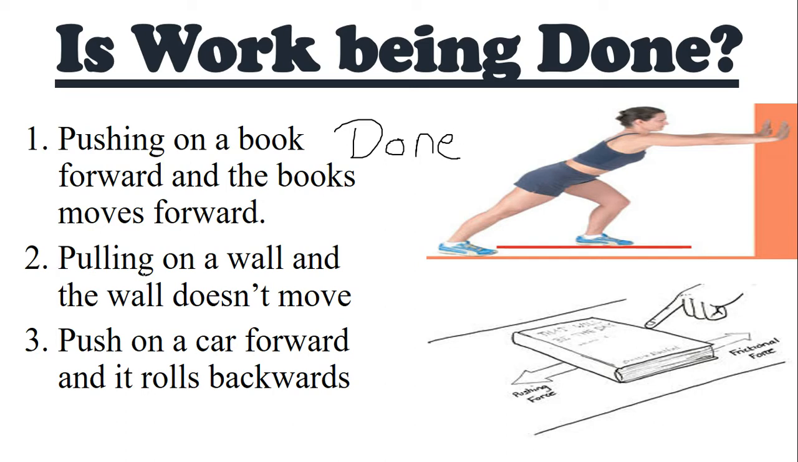All right, two, pulling on a wall and the wall doesn't move. What do you guys think? Well, no. No work's being done here. Reason why? Because there's no movement. Situation three, you push on a car forwards and it rolls backwards. Here, no work's being done. Reason why? Yes, there's movement, but the movement is in a different direction than the force. The force is forward, the movement's backwards. That means it's no work.